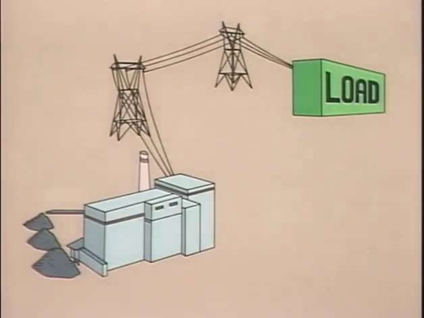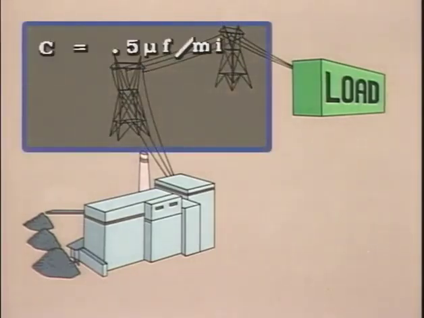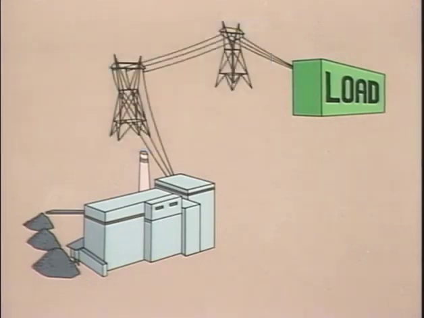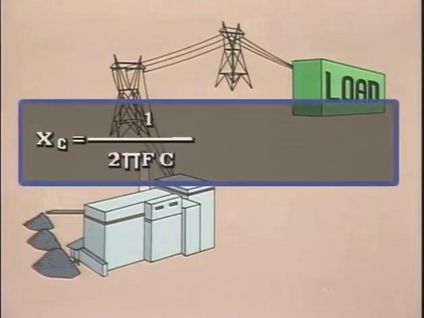First, the capacitance is determined. In this example, we'll assume that 0.5 microfarads of capacitance are produced per mile. 0.5 microfarads times 25 miles equals 12.5 microfarads of capacitance for the phase. Now we can calculate the capacitive reactance for this phase. Again, the formula for capacitive reactance is X sub C equals 1 divided by 2 pi times F times C.